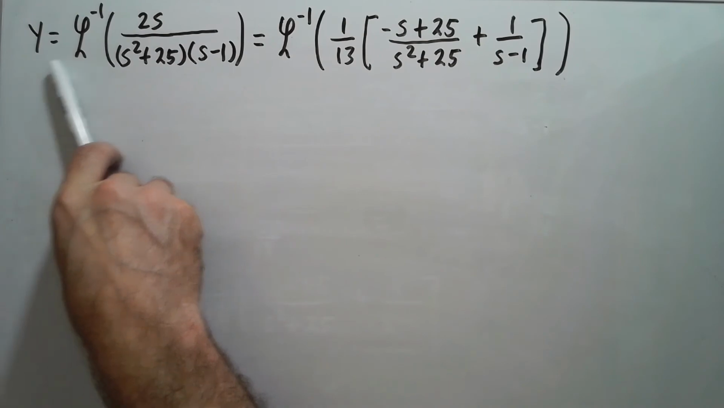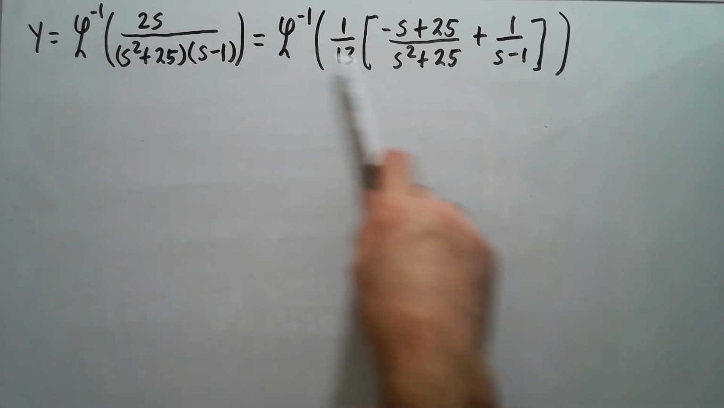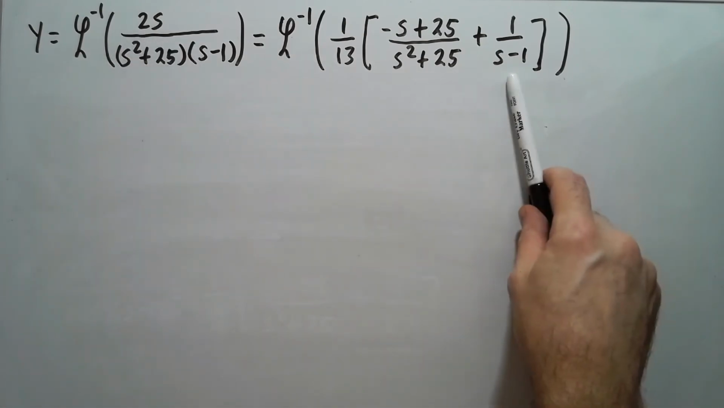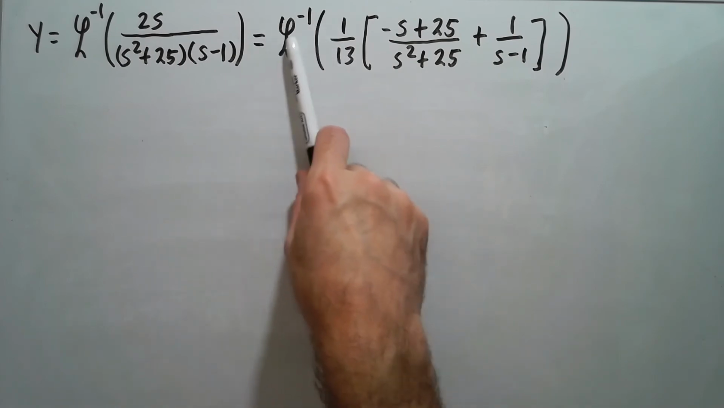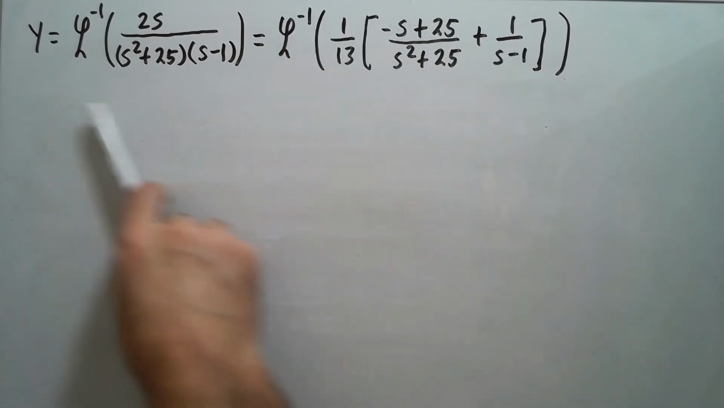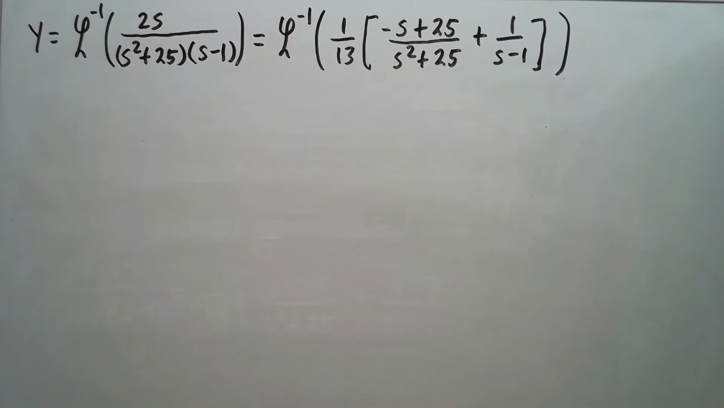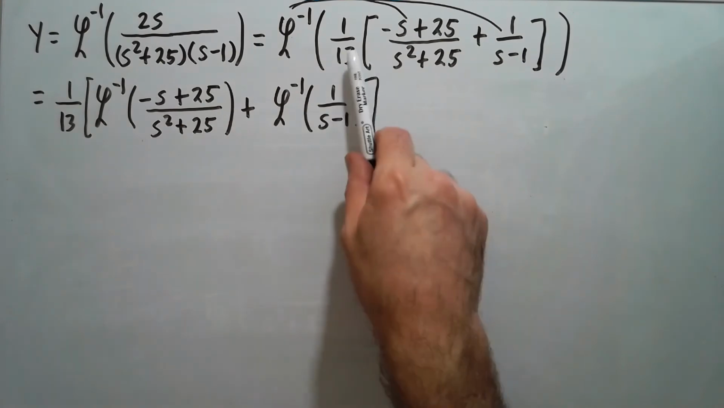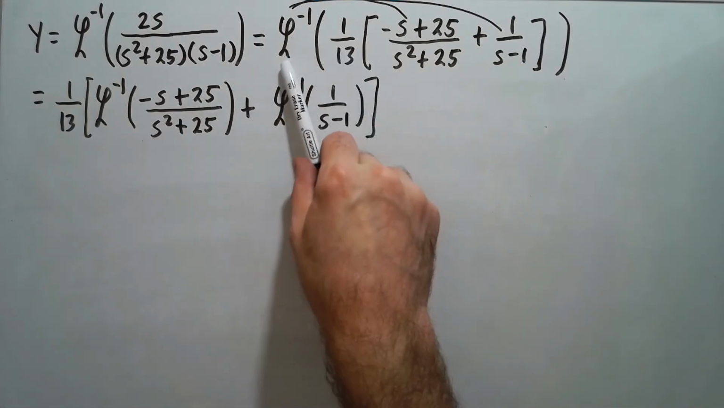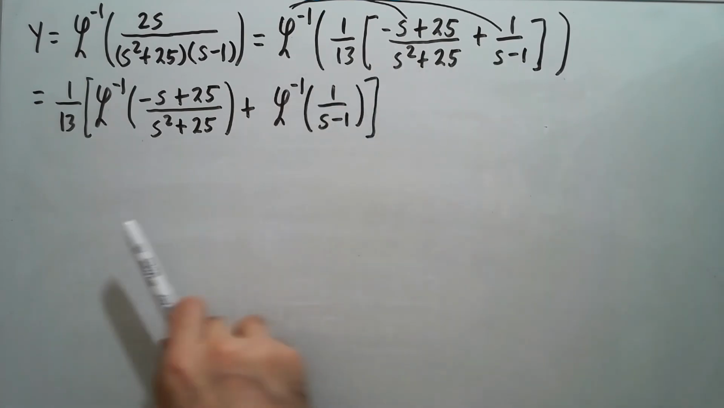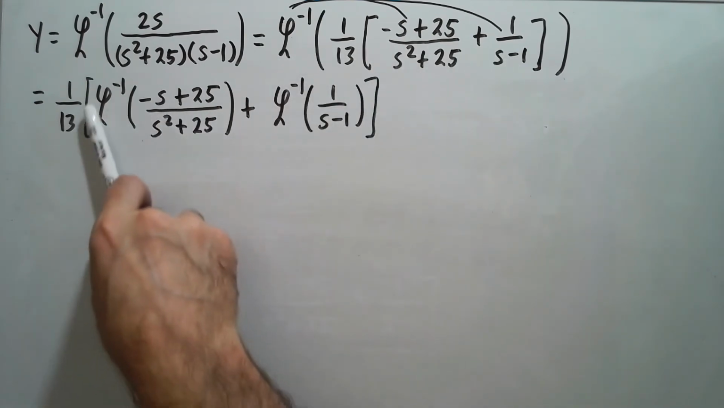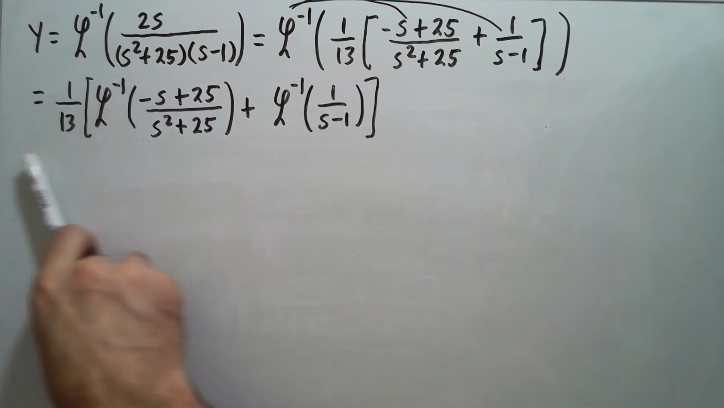Okay, so our y then is the Laplace inverse of the partial fraction decomposition we just found here. Now Laplace inverse is also linear, so we can pull the 1 over 13 out and distribute it in there. So pull the 1 over 13 out in front, and distribute the Laplace inverse to this one and to this one. And I'm going to break this up into two pieces and distribute the Laplace inverse inside there also.